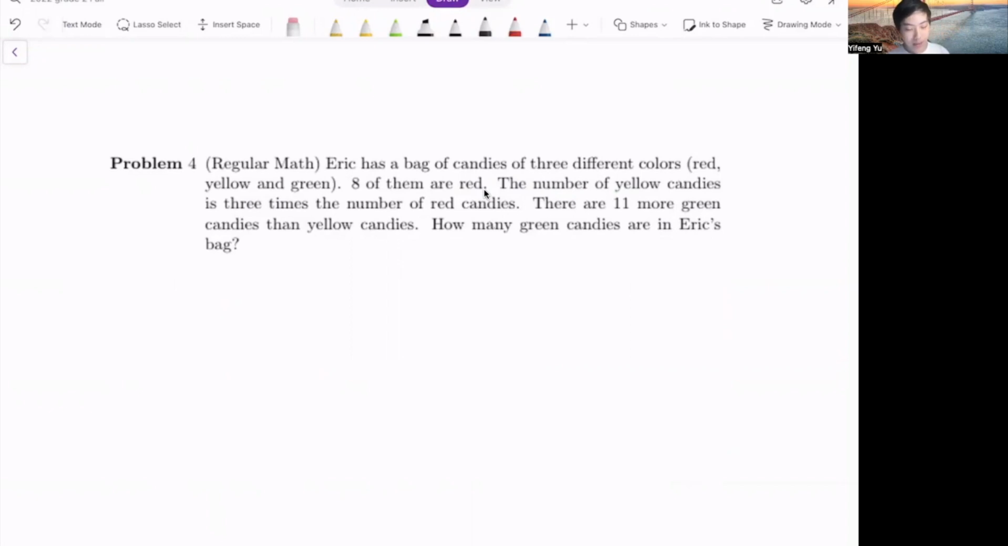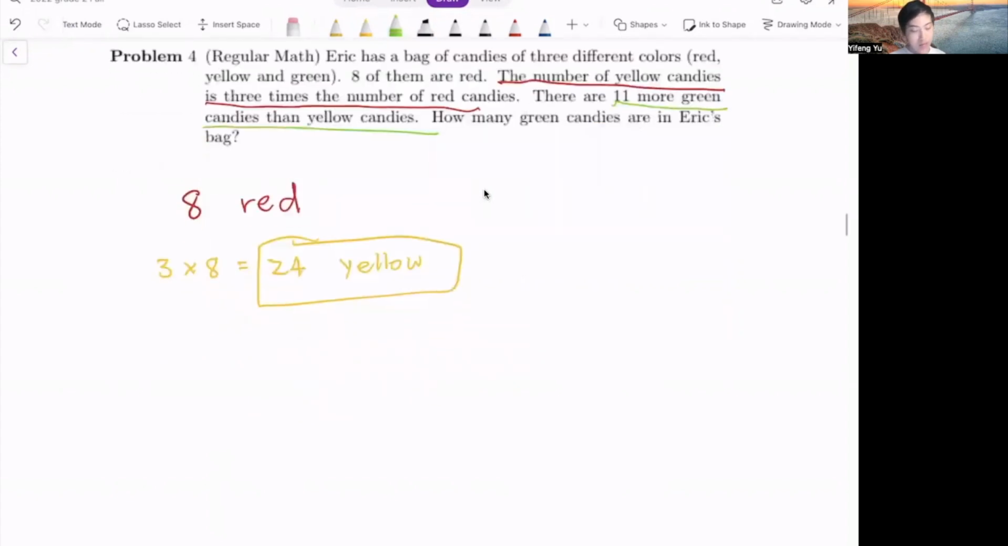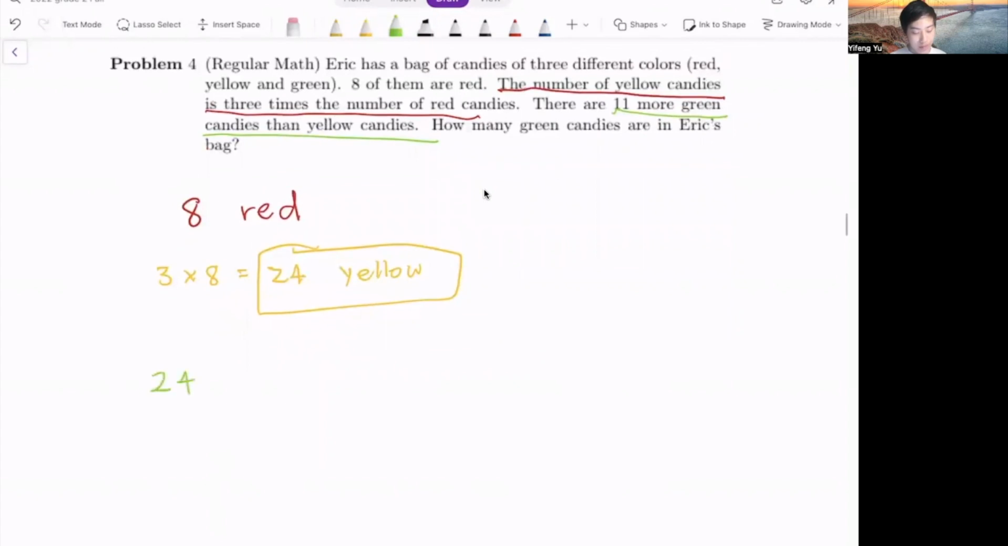So we have that 8 of them are red. And then the number of yellow candies is 3 times the number of red candies. So we basically get that 3 times 8 equals 24 yellow candies. And then the third part says there are 11 more green candies than yellow candies. So if we have 24 yellow candies and we add 11 more, that just gives us 35 green candies. So in total, there are 35 green candies in Eric's bag.